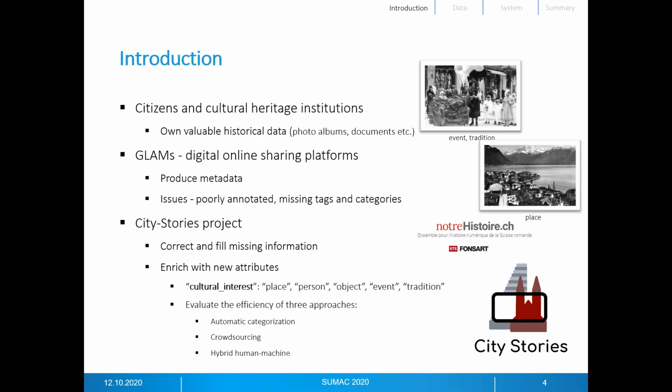For categorizing the images, we implement and evaluate 3 methods: automatic categorization with machine learning and deep learning techniques, worker profile-based crowdsourcing, and hybrid human-machine approach, which combines machine learning and crowdsourcing.